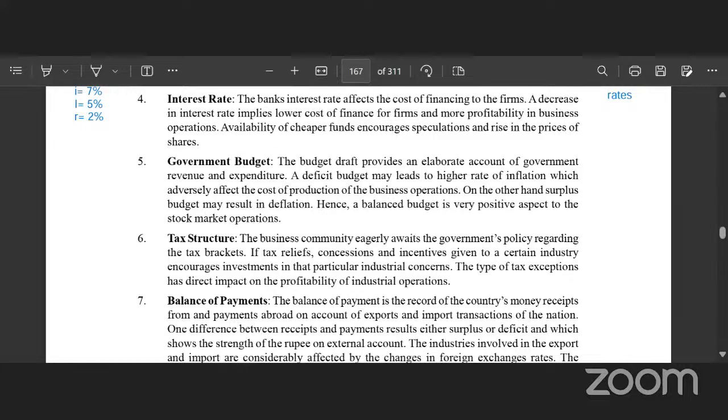So that's a deficit budget. Because of the deficit budget, as the government is ready to invest more, again the inflation rates generally increase. If there is a surplus budget, it results in deflation. Deflation is a decrease in the inflation rates, right? The tax structure.